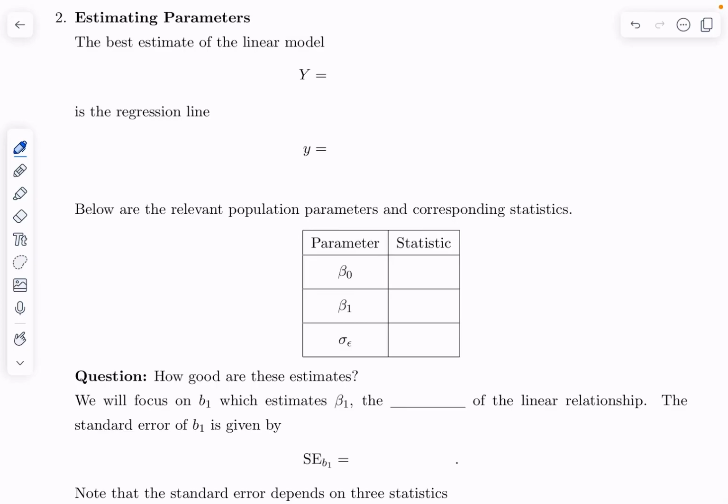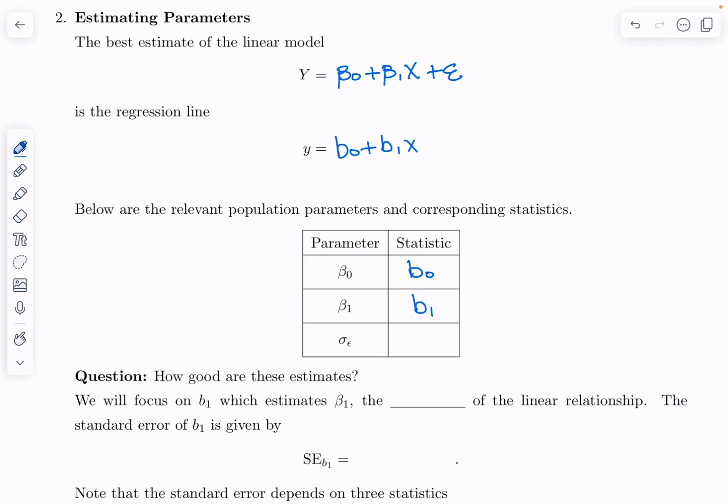We are now going to look at how we estimate parameters of our linear model. So the best estimate of our linear model, which is given by y equals beta 0 plus beta 1 x plus epsilon, is going to be the regression line, that best fit line that we learned about in a previous video, y equals b0 plus b1 x. In other words, beta 0, which is the true population intercept, is estimated by b0. Beta 1, which is the true population slope, is estimated by b1.